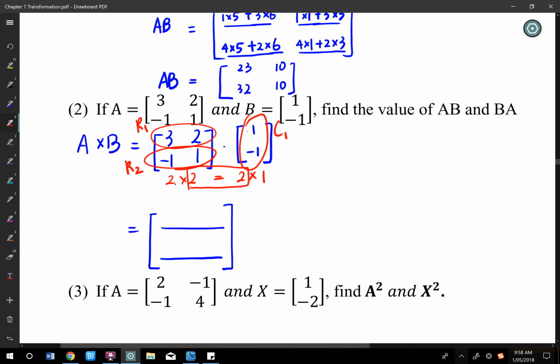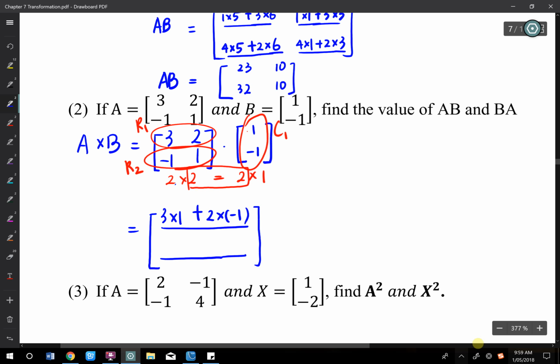Okay, every row needs to meet with every column. So row and row won't meet, column and column won't meet. Row 1 needs to meet with column 1, and the answer will be at row 1, column 1, which is the top. So first number times first number, 3 times 1. Second number times second number, 2 times negative 1. And we add it.